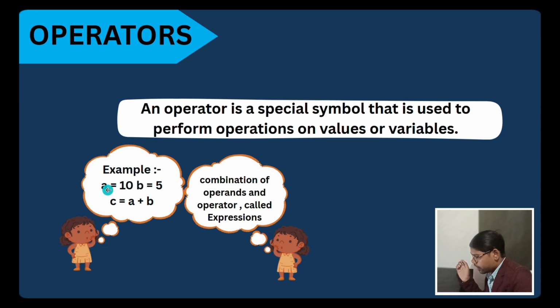Okay? A equal 10, B equal 5, C equal A plus B, and these symbols, equal and plus, are operators. Okay, these operators perform a specific task. Plus sign adds these two values. Okay, and A, B and C are operands. And the plus and equal signs are operators. And a combination of operands and operators is called an expression. Okay, expression.